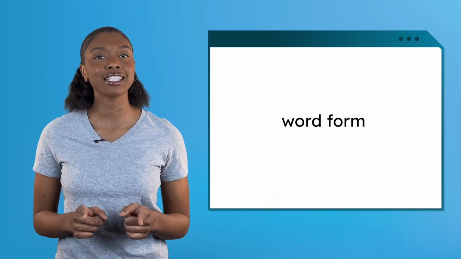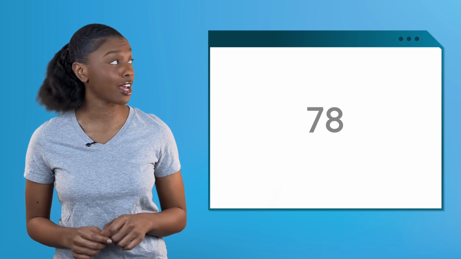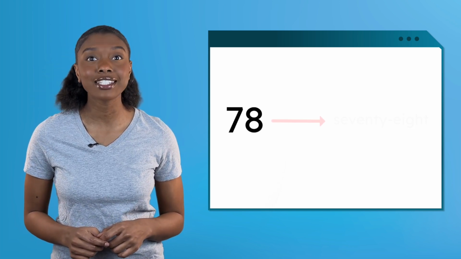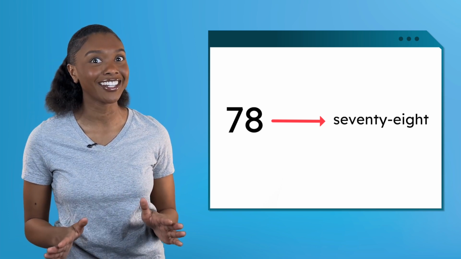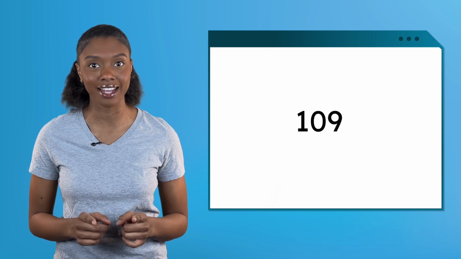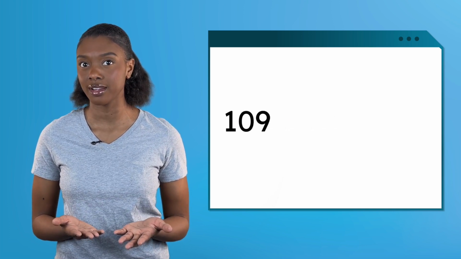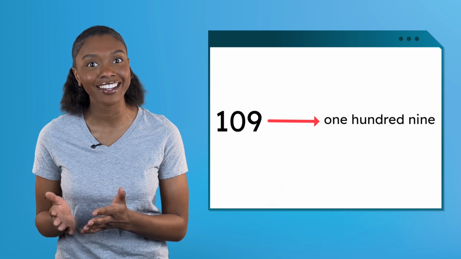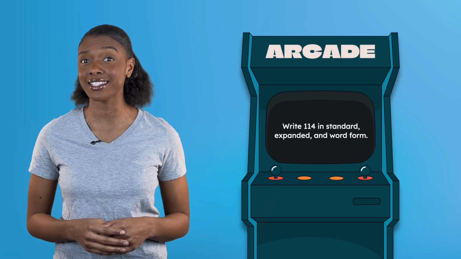Let's try to represent the number 78 with words. Here it is in standard form, and here is 78 in word form. Wow! Let's try another one. Here is 109. What do you think this would be in word form? 109. Great job! Now that we've practiced word form, I think we're ready to solve our math quest.